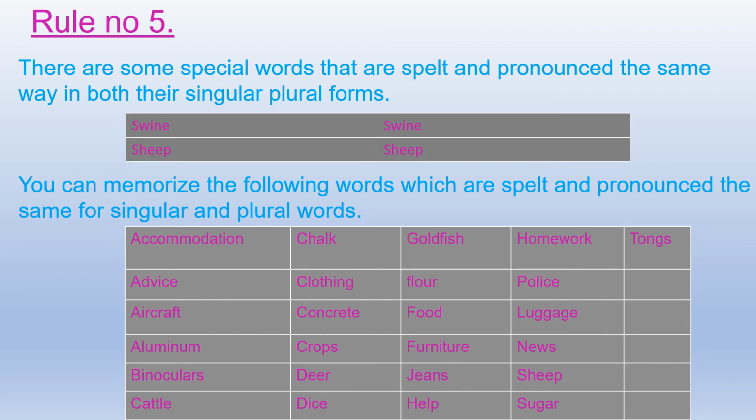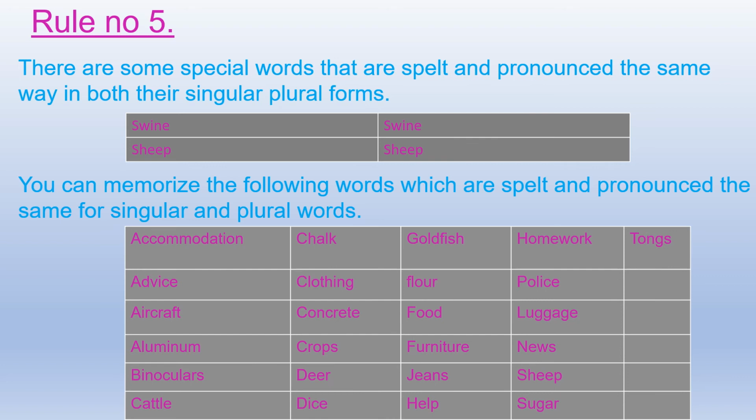Next, we learn about some special words. There are some special words that are spelt and pronounced in the same way in both their singular and plural forms. For example, swine and swine, sheep and sheep. Both will be pronounced the same in singular and plural. You can memorize the following words, which can be spelt and pronounced the same for singular and plural words.